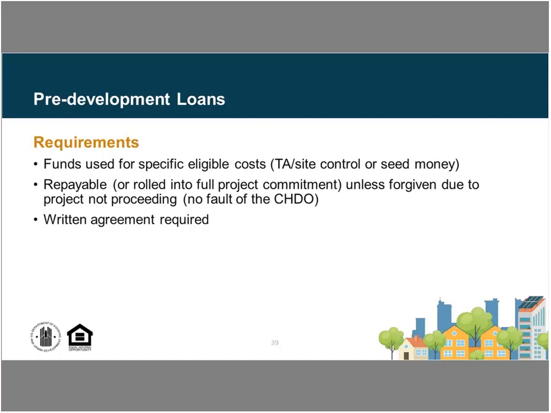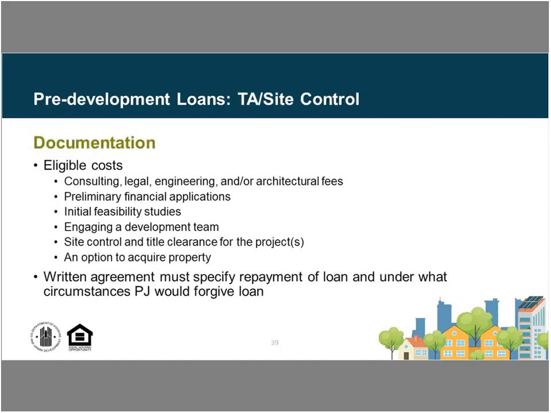So we could have a forgiveness of a loan, and then of course we're going to have documentation in place. As we mentioned with the operating funds, we're going to expect that there'll be a written agreement in place. As I mentioned, many PJs will be very, very specific about the use of those funds. So eligible uses of those funds would include consulting, might be legal, engineering, architectural fees. That's also where we would include things like a market study on this.